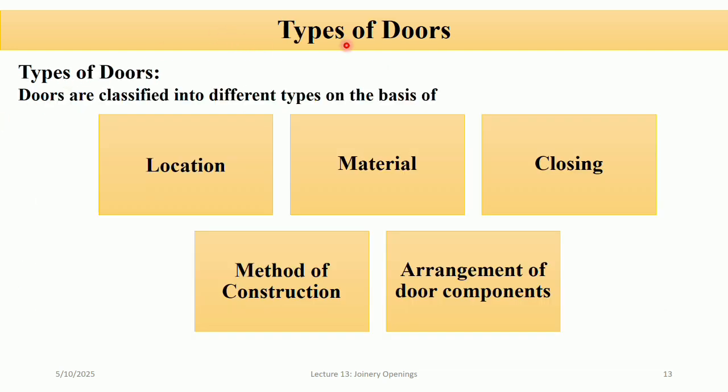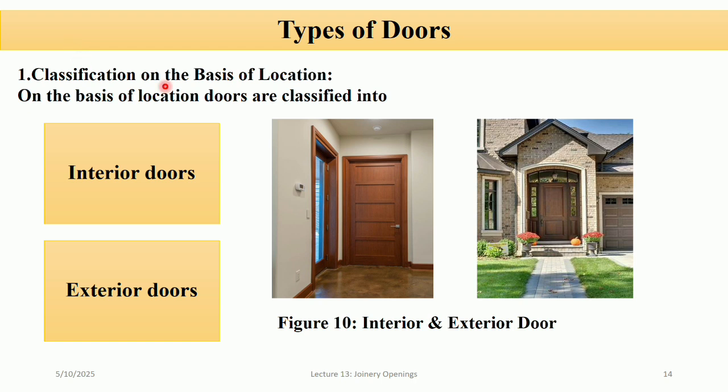Now we'll discuss types of doors. Doors are classified into different types on the basis of location, material, closing, method of construction, and arrangement of door components. We will discuss each classification in the next slides. Classification on the basis of location. On the basis of location, doors are classified into interior doors and exterior doors.